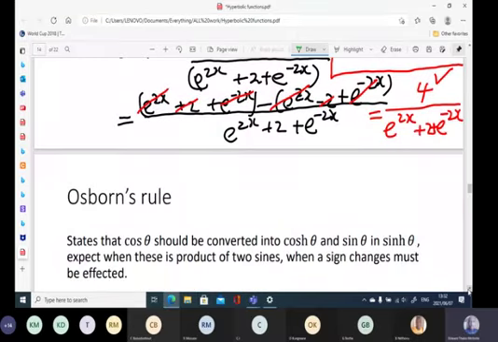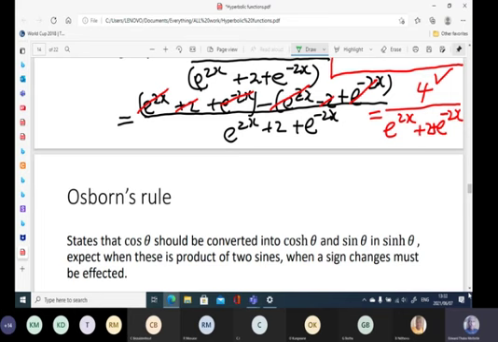So I said that there is a shorthand way of doing things. There's a rule called Osborne's rule. It states that cos theta should be converted into cosh theta and sin theta into sinh theta, except when there is a product of two sines, and then a sign change must be effected. I'm going to give you an example of how to do this. If you forgot the identities, you can rewrite the identities of hyperbolic functions using the identities of trigonometric functions. That's basically what this rule is all about.